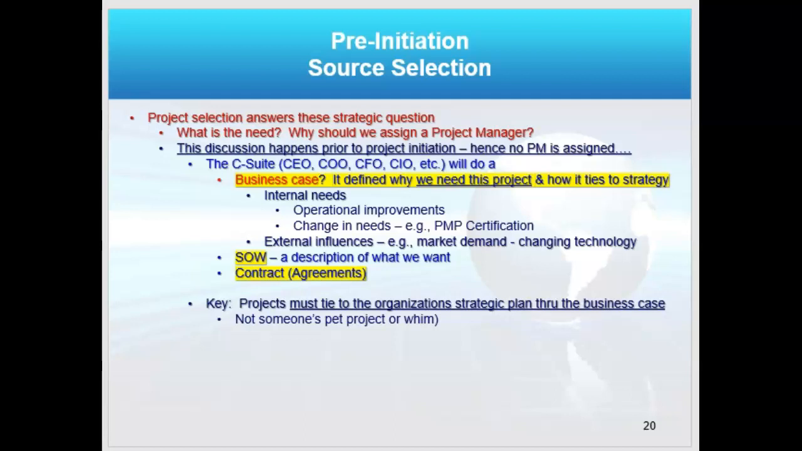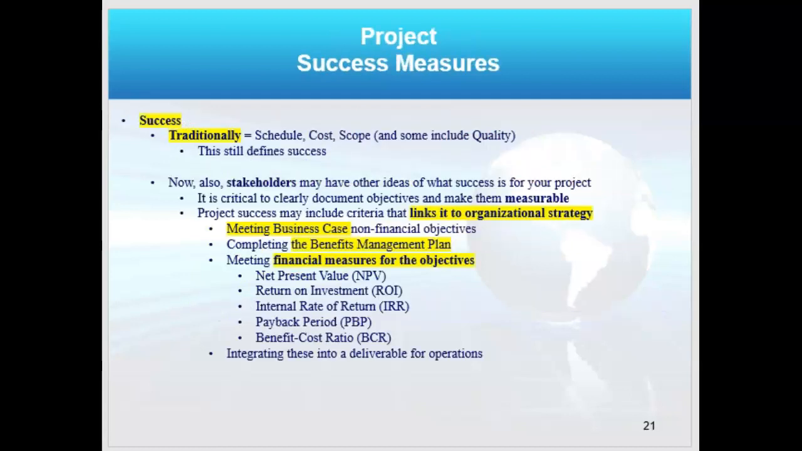So you have this business case, which defines why this project is needed and how it ties to strategy. Those can be internal needs or external. And of course, it could also be a statement of work or contracts that the company's already agreed to or signed, right? The key is that the project must tie the organizational strategic plan through the business case to your project. This is not someone's whim. From a theoretical project management perspective.